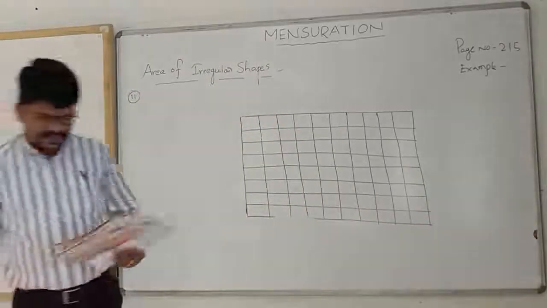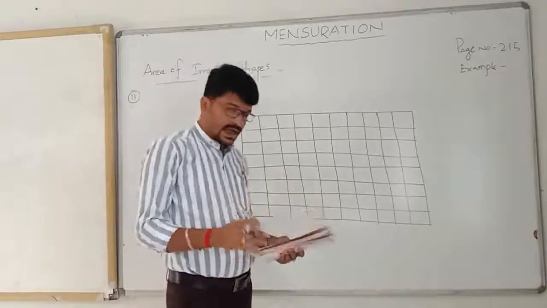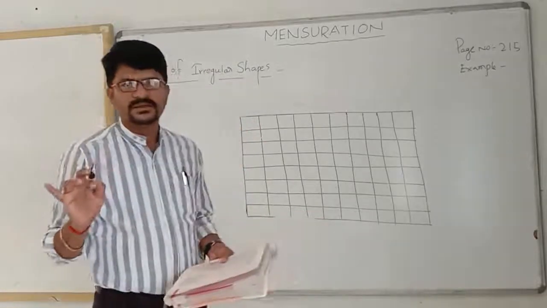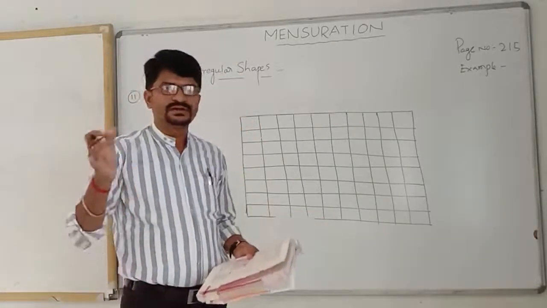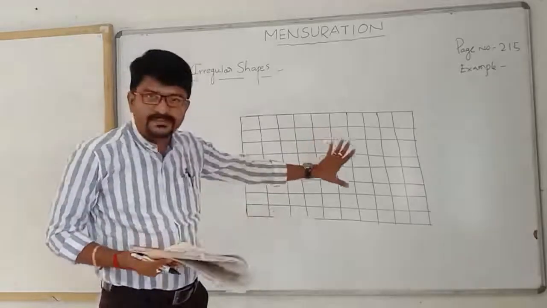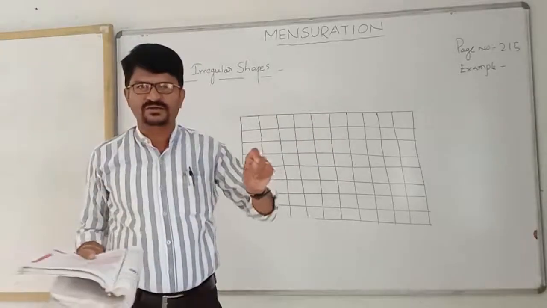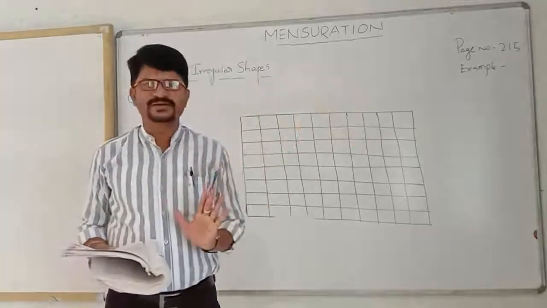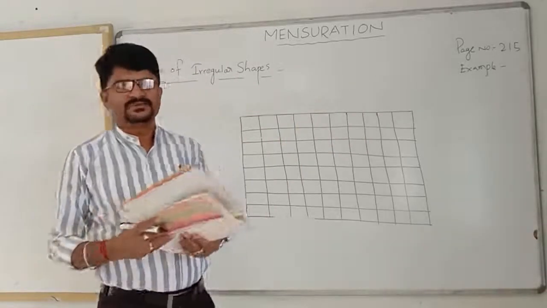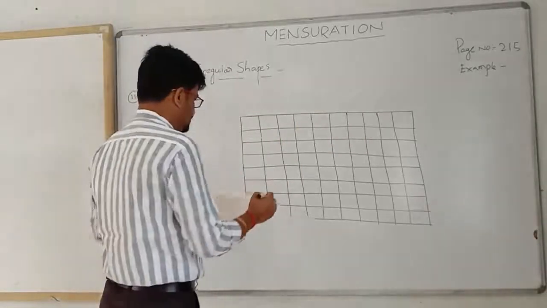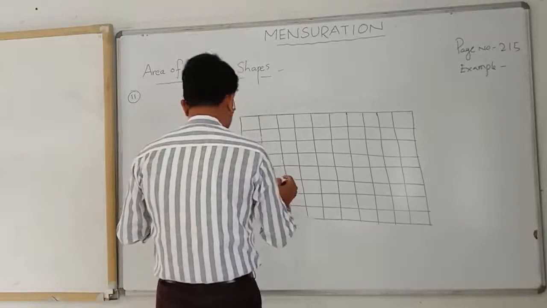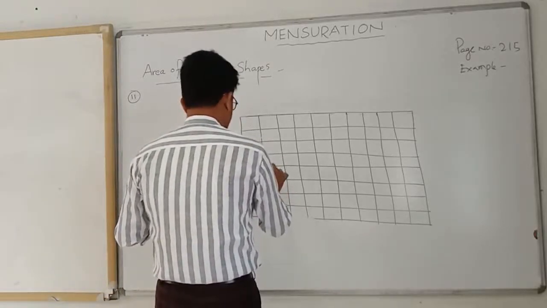Here the diagram is given. It is a rough diagram only, but you need not copy the same diagram. Whatever diagram you get in your graph book, for that only you need to find the area. Okay. Here I have started there, where it is approximately.